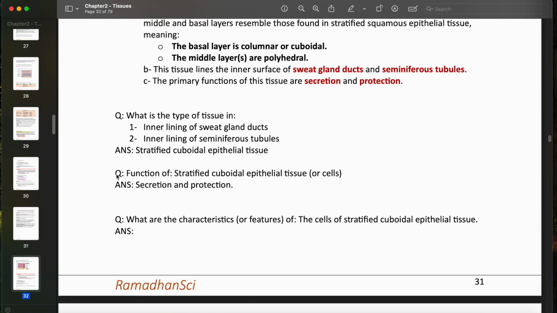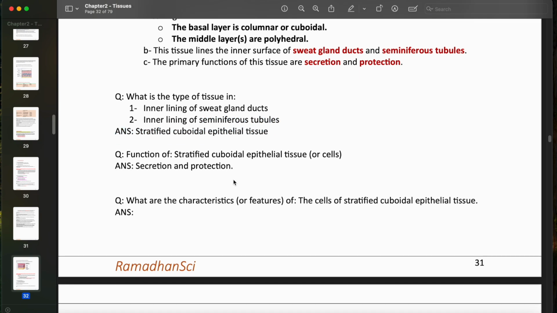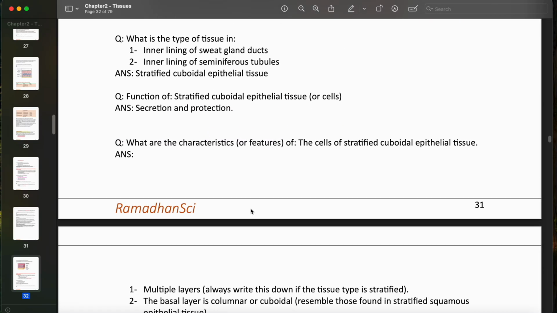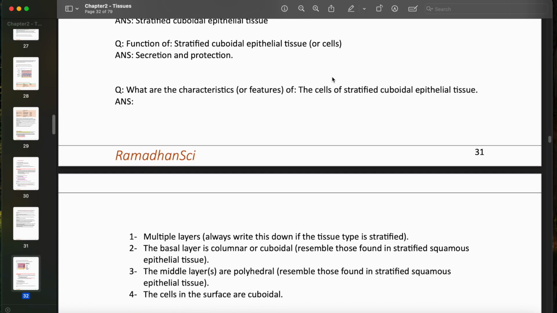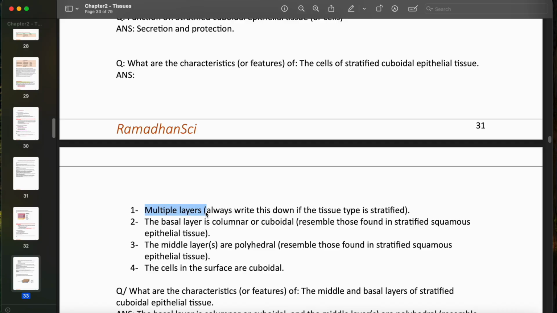What is the type of tissue in the inner lining of the sweat gland and the inner lining of seminiferous tubules? Of course, they are stratified cuboidal epithelial tissue. The function of the stratified cuboidal is secretion and protection. And the characteristics or features of the cells of the stratified cuboidal epithelial tissue, as I said, are that there are going to be multiple layers.